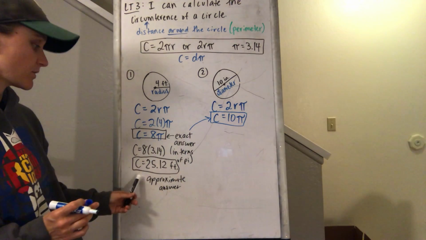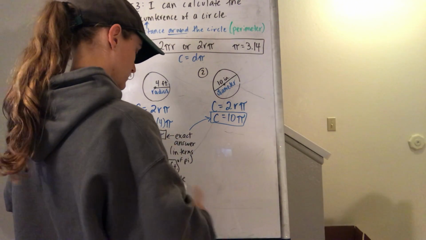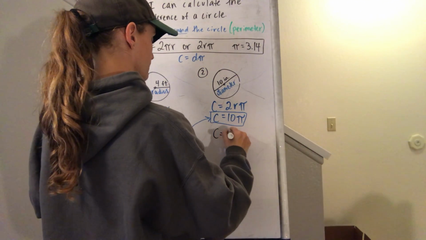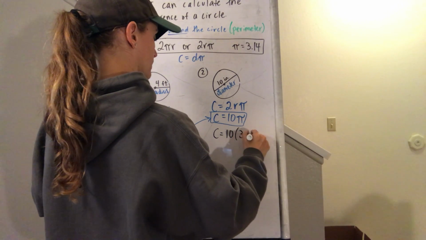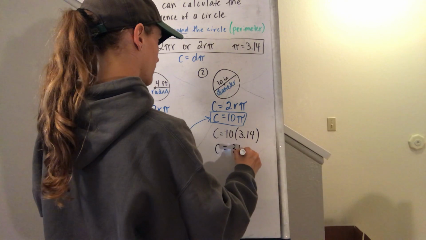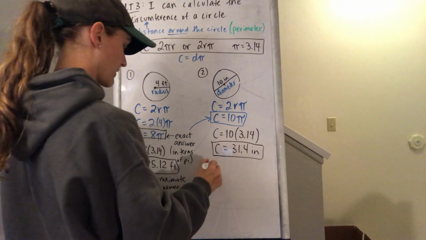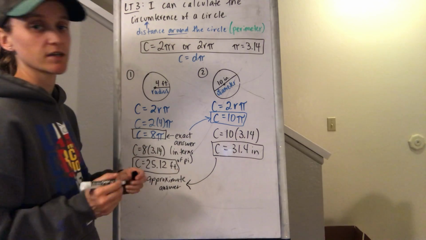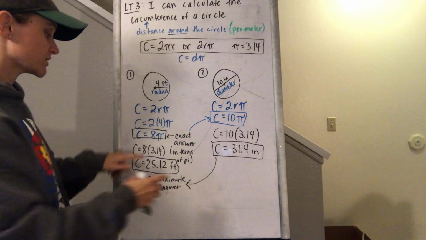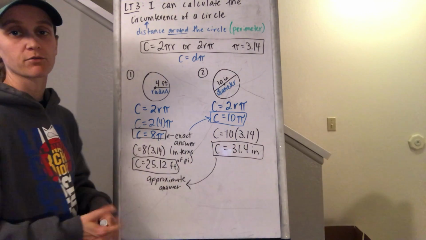But if I want to find the approximate answer like I did over here, I could plug in 3.14, and I would get that the circumference is 31.4 inches. And that would be my approximate answer. So remember, the exact answer is when it has the pi in it, and then the approximate is when I actually multiply by 3.14.